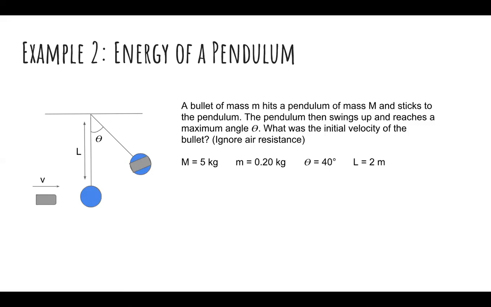Well, it's asking for initial velocity. And since this problem is about the energy in this system, we know that the initial velocity is a component of the initial kinetic energy. So maybe we could take a look at that first. Okay, so looking at energy, starting with the bullet, I would say that the bullet doesn't have potential energy, but it does have kinetic, right?